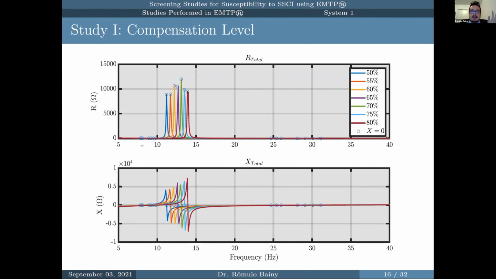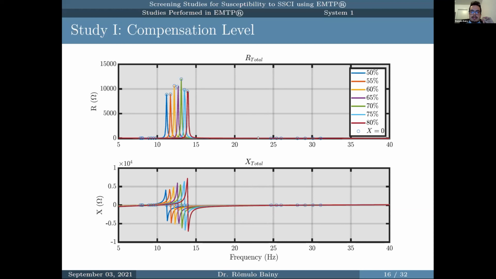So you can see that the higher the compensation is, the curve moves. The blue line is going to be 50%, and this dark red line is going to be 80%. So the first thing that we can notice is that the curve is moved to the right. The blue one is here, the dark red one is here. The circles here just show us our resonance frequencies, and you can see that they move around according to the compensation level.